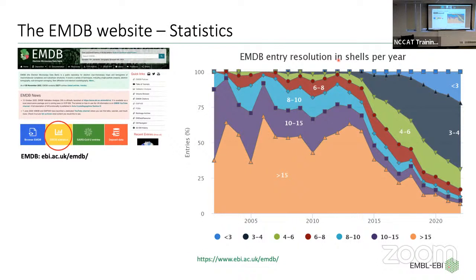With the EMDB and the data in it, we can actually plot resolution. We can see up until about 2013, the structures tended to be less than 15 angstroms in resolution. There were still higher resolution structures, of course, but they weren't the norm. And actually, we see a very, very rapid increase in high resolution structures after this time, with sub-6 angstrom structures becoming the norm from 2017 onward.